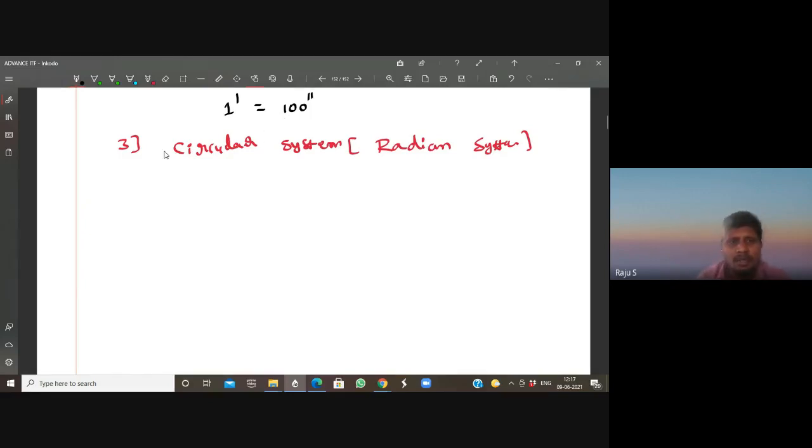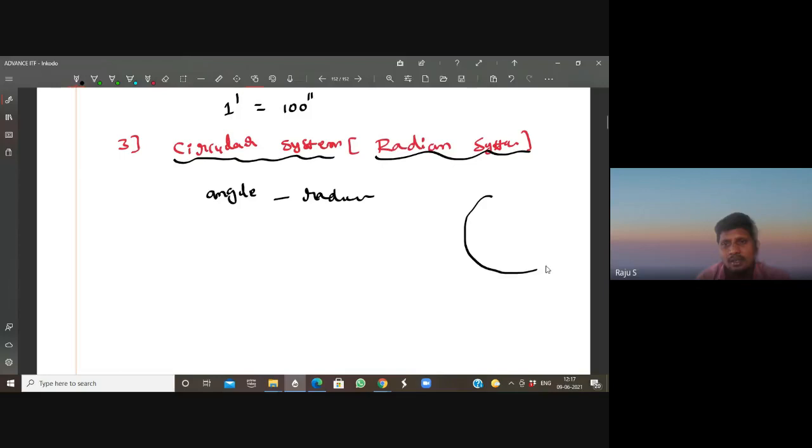So what is meant by this circular system? In this system, the angle can be measured by radians. Sir, 90 degrees is equal to pi by 2. Okay, fine. So what is meant by that? Here a radian is the angle subtended at the center of the circle.